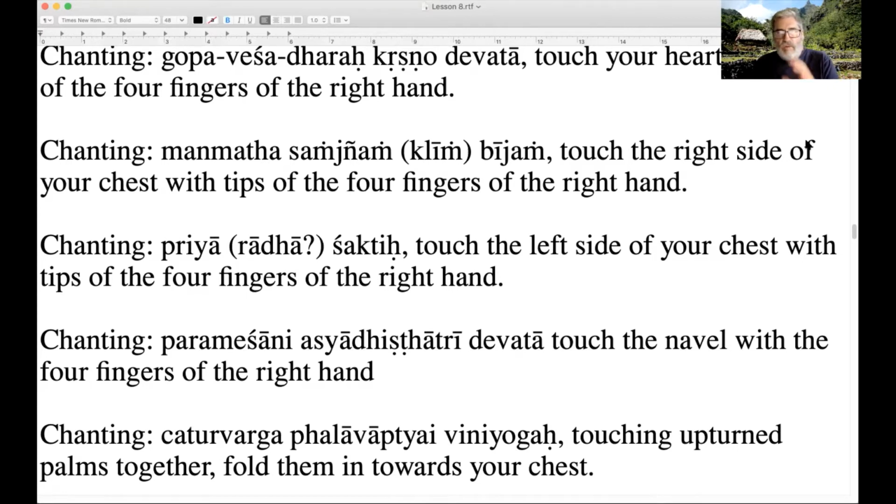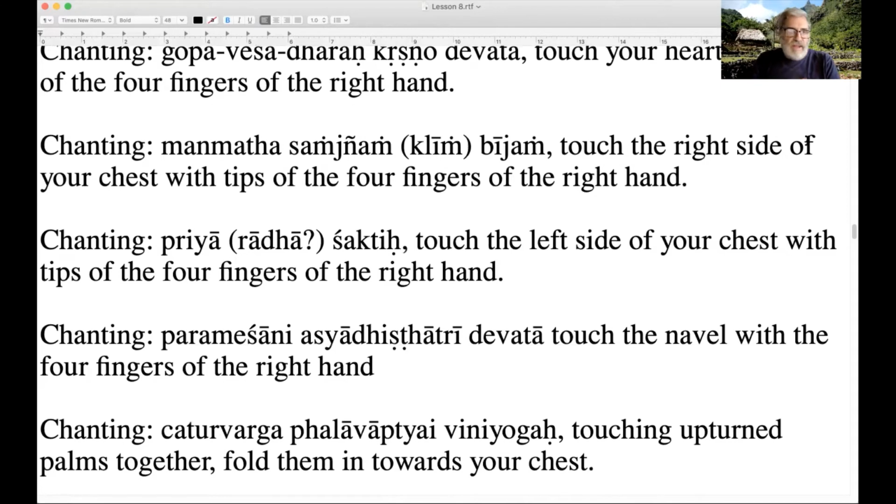So although Radha is not specifically mentioned here in Hari Bhakti Vilas, when it says Priya, it's a name of Radha and it means Radha. So I put Radha there. So you can also say Radha. It's possible. It's just to identify her. If by Priya that doesn't ring a bell for you as Radha, then you can also say Radha. Priya Radha Shakti.